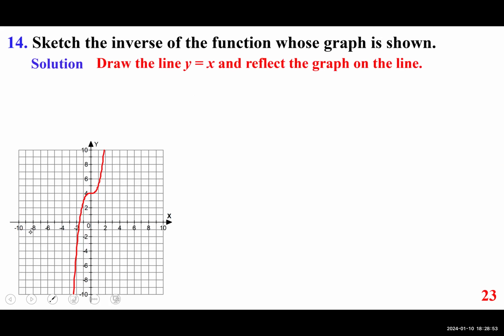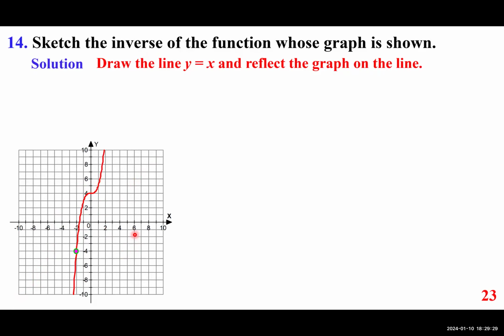In other words, you can draw the line y equals x, and then reflecting on that line means what? Well, it means I need to find a few easy points. So I'm going to show you this reflection through finding easy points. Let's pick up a couple of points that we can get from the graph for sure.